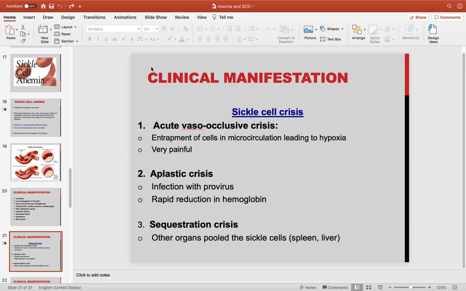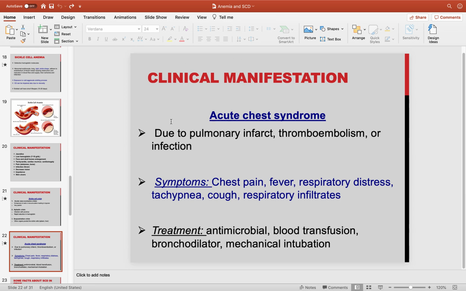Also, in clinical manifestations, you have to know the sickle cell crisis, or the patient may have an acute vaso-occlusive crisis. As I explained, because sickle cells get stuck in the blood vessels, it can cause hypoxia and is very painful, and it is called acute vaso-occlusive crisis. The patient may also develop an aplastic crisis, in which the patient has a viral infection and a rapid reduction in hemoglobin. Then there is acute chest syndrome.